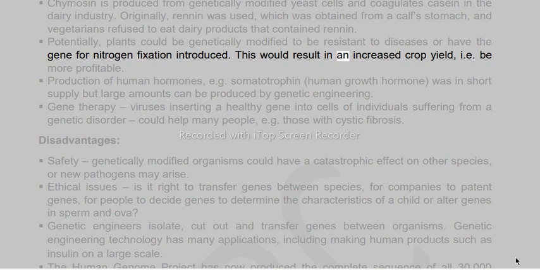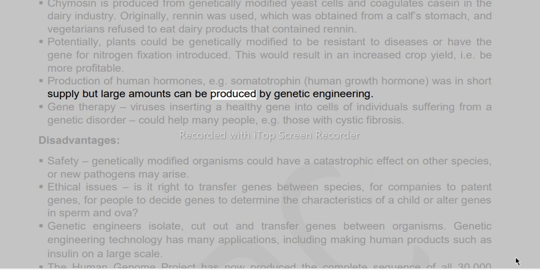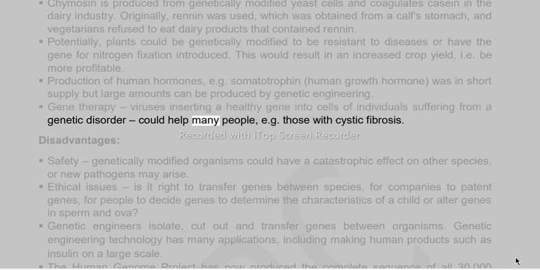This would result in an increased crop yield, i.e. be more profitable. Production of human hormones, e.g. somatotropin, human growth hormone, was in short supply, but large amounts can be produced by genetic engineering. Gene therapy, viruses inserting a healthy gene into cells of individuals suffering from a genetic disorder, could help many people, e.g. those with cystic fibrosis.